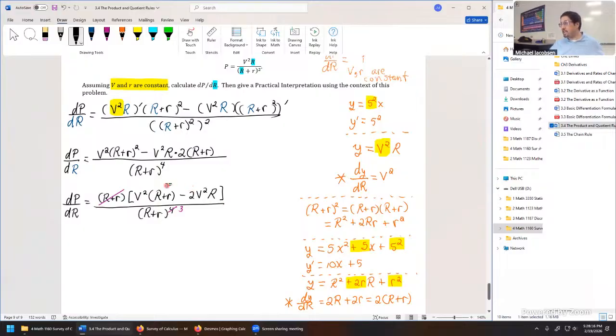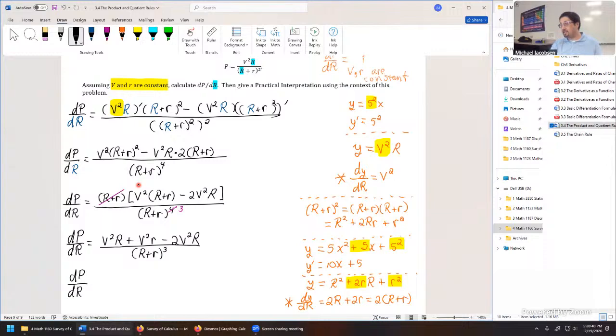Okay, now next step, we're nearly there. We can say dP/dR, if you distribute in v squared, would give us v squared R plus v squared lowercase r minus 2v squared uppercase R, divided by R plus lowercase r to power 3.